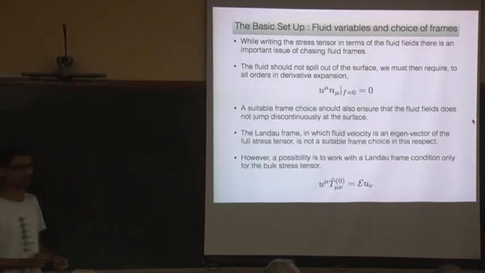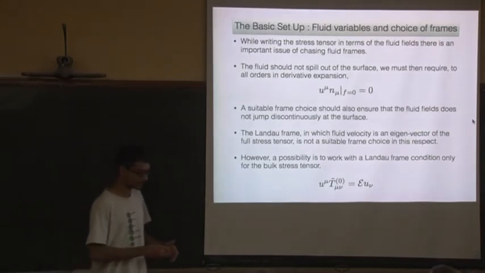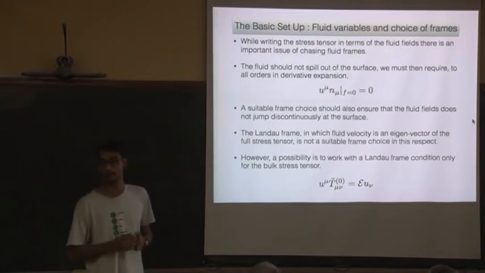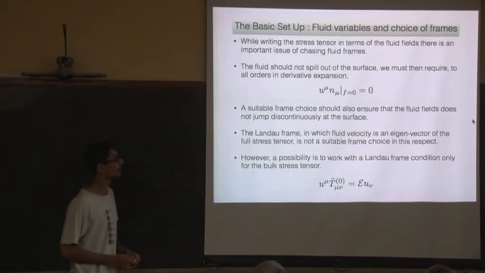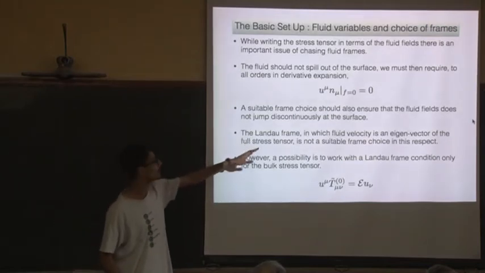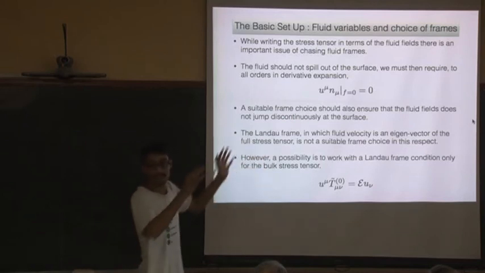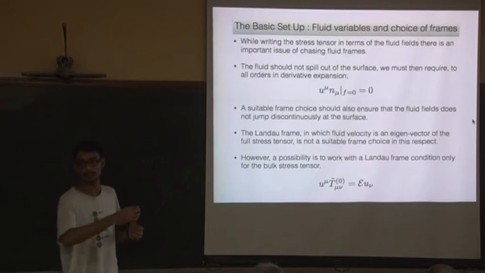So there are some issues of the frame choice, but the frame choice that we want is such that the fluid doesn't spill out of the surface. So I need a condition like that to be imposed. The normal Landau frame, which indicates the fluid velocity is an eigenvector of the full stress tensor, is not a good choice, because now the stress tensor will have contributions from the surface.